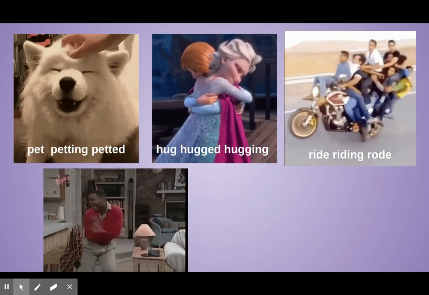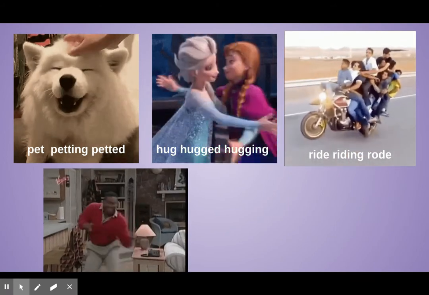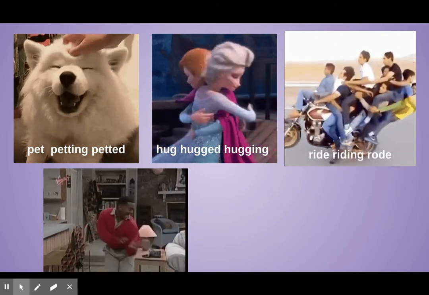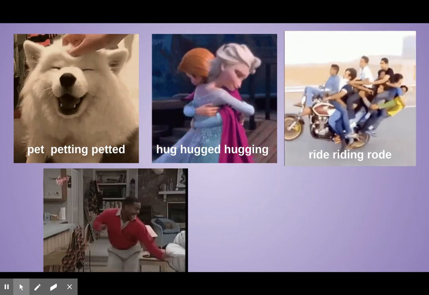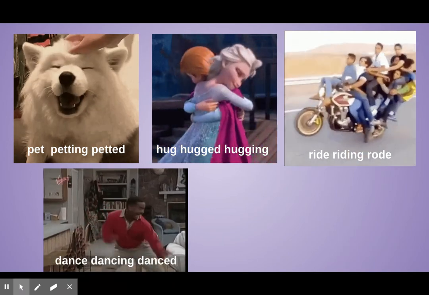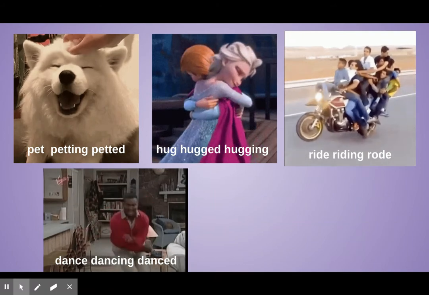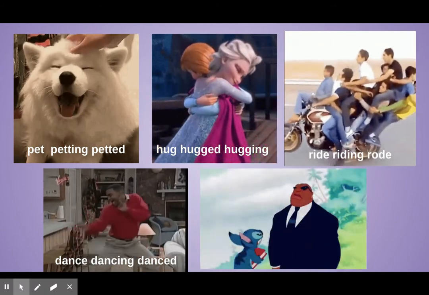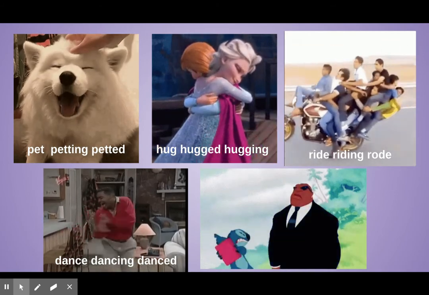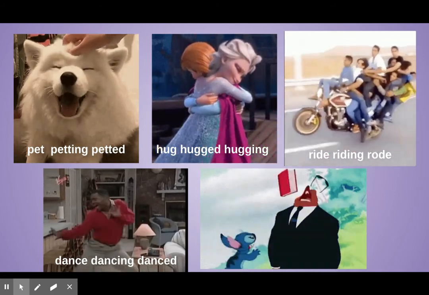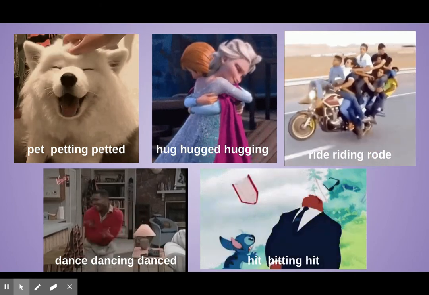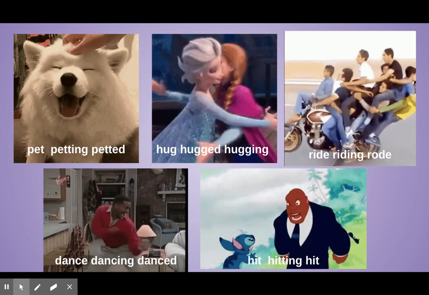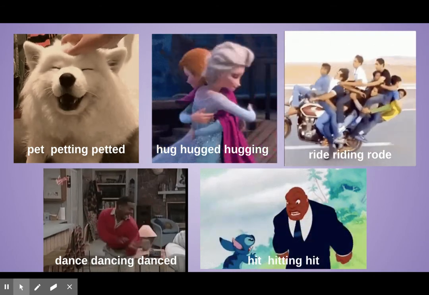Let's look at this picture. Now that one's pretty easy. What verb goes with that? You can see the motion. You can see movement. You can see action. And I would say dance. The man is dancing in his living room. What about the verb that goes with that picture? Well, I would say hit. Stitch hit the man in the head with a book. There you go.